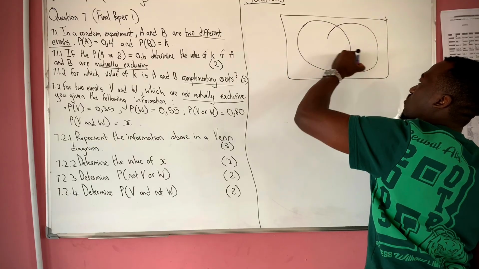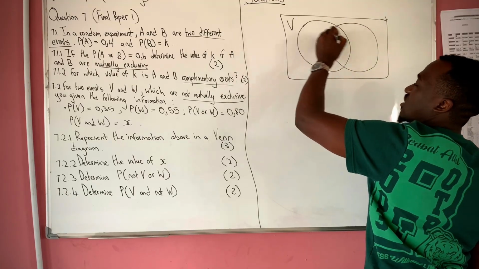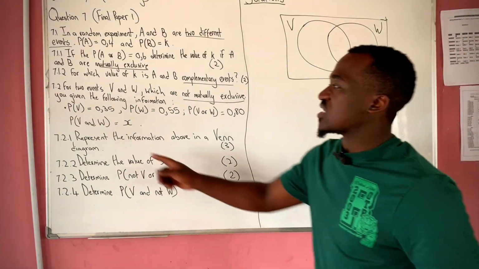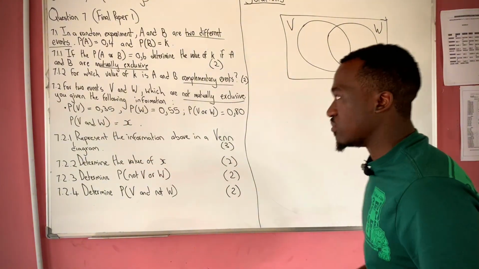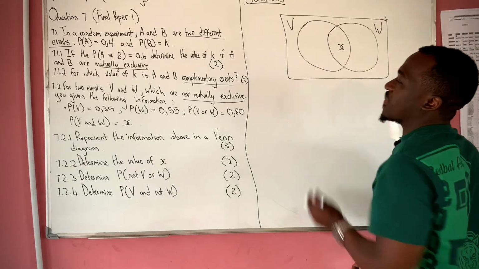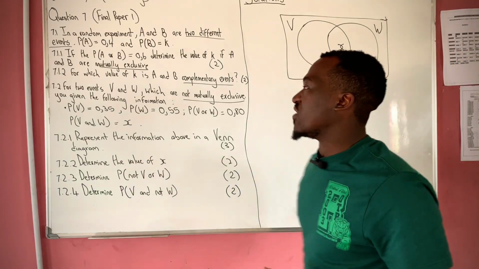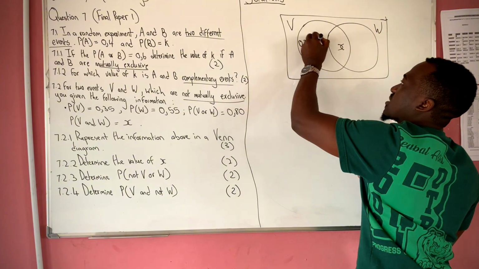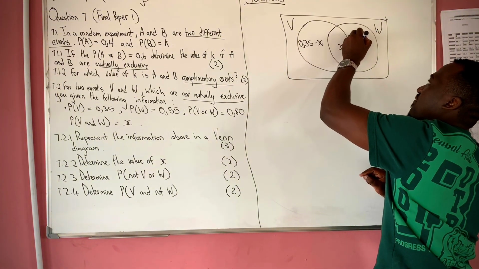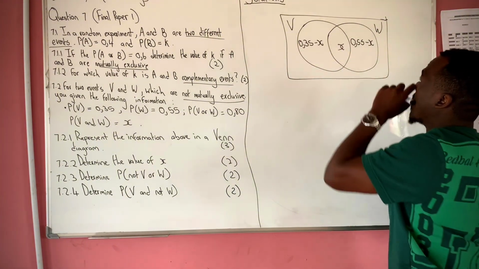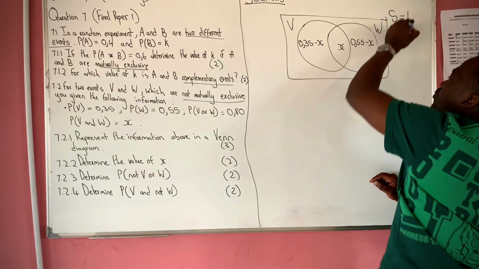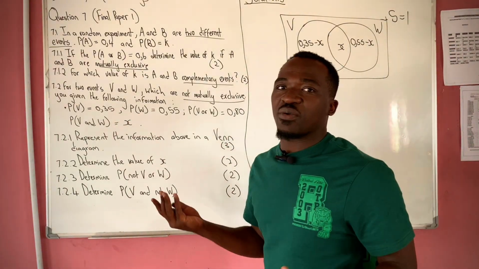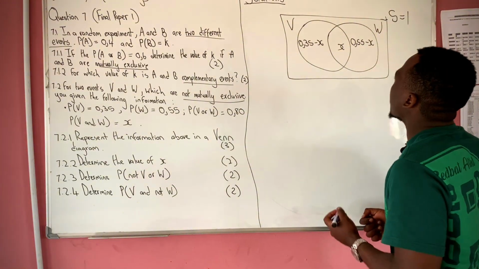Already we know that it's not mutually exclusive. This is V and this is W. Since we know that, what is our intersection V and W? It's X. But now what is our P of V? It's supposed to be 0.35 minus X. This one is 0.55 minus X. Then already we know that our sample space is supposed to be equal to 1. Why? Simply because when we look at these numbers, none of them is greater than 1.